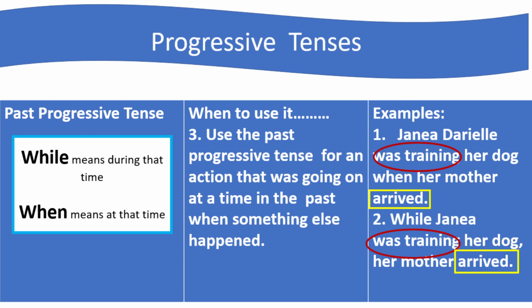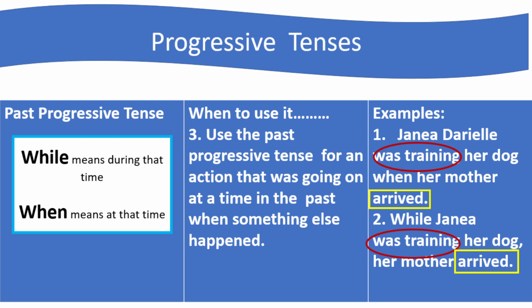Use the past progressive tense for an action that was going on at a time in the past when something else happened. So we have to make use of while and when in constructing the third use of the past progressive tense. Let's differentiate the two. While means during the time and when means at that time. So let's look at the examples.